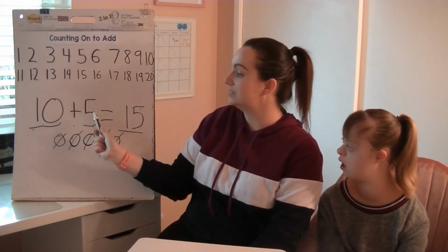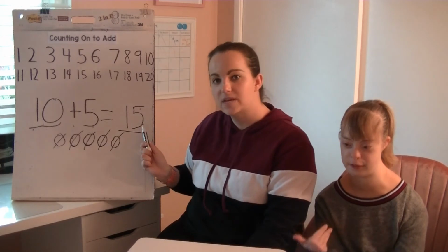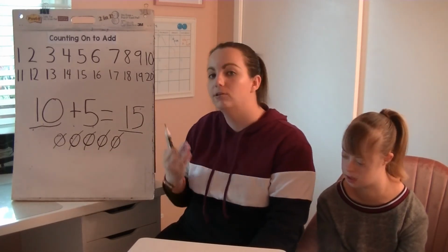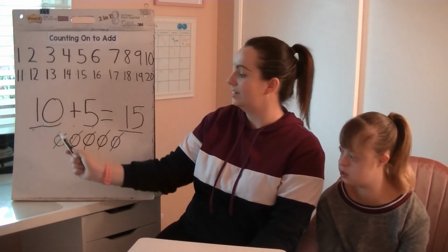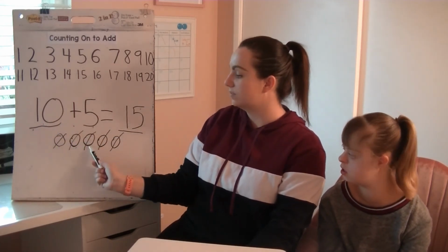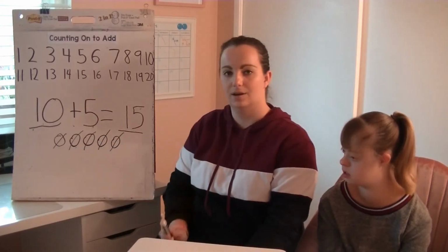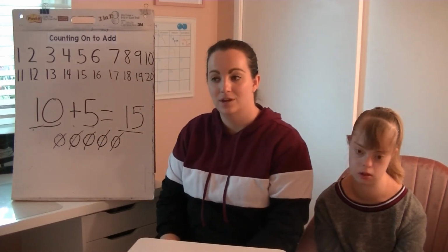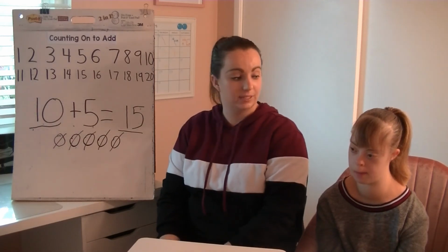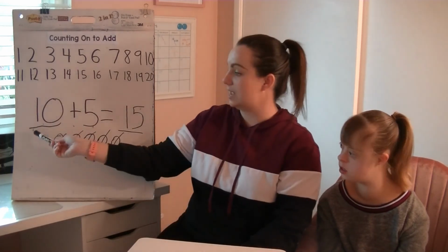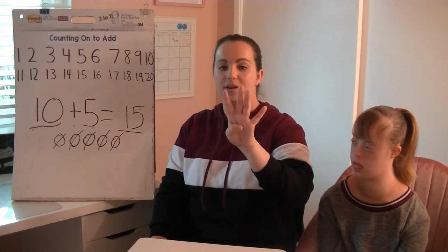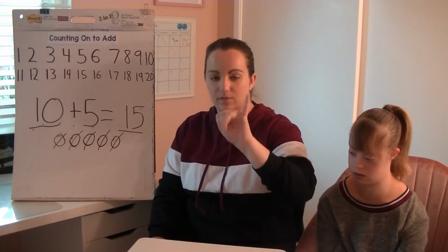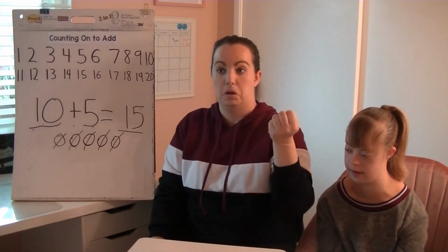10 plus 5 equals 15. Because we counted on to add. We knew we had 10 and we kept counting. We did 10, 11, 12, 13, 14, 15. And we were able to get our answer. Could we have also used our fingers to count on to add? Yeah, you could have said 10, then held up 5 fingers, kept counting. You could have done 11, 12, 13, 14, 15. Okay. That would have been another way to count on to add.